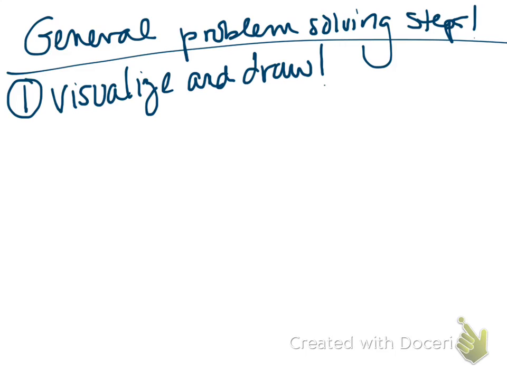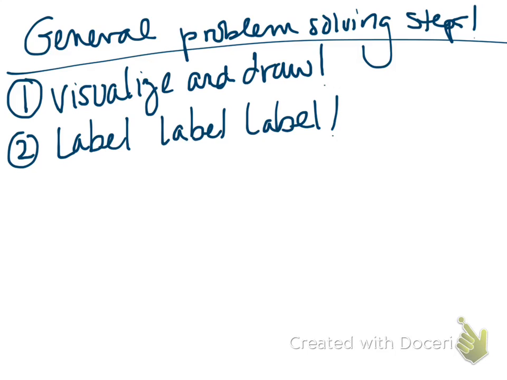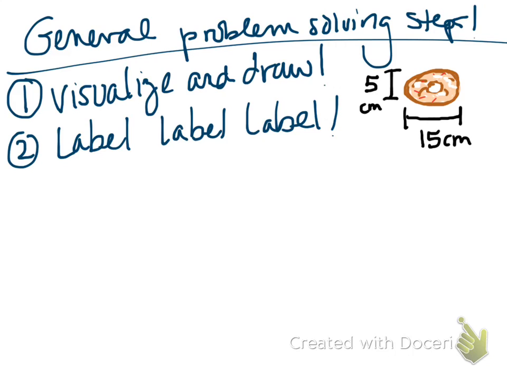Okay, what's our second step? Label, label, label. I can't stress this enough. Not just labels, but units. Numbers, units, arrows and lines to show what dimension we're talking about. For example, our donut. So, I've got numbers, I've got units, and I've got some lines that indicate what dimensions we're talking about. When I drew my cylinder, all those things transfer.